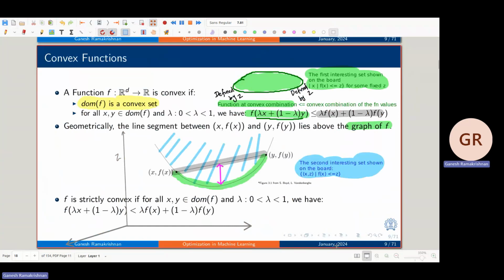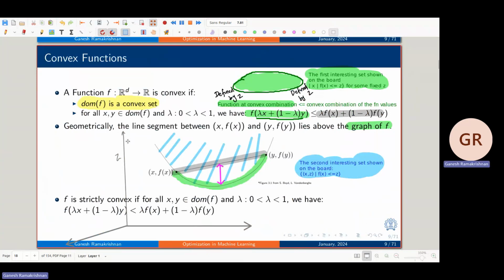Just again re-emphasizing, the domain of f must be a convex set, right? The domain of f is required to be convex because the function at all convex combinations is required. Otherwise, you can't even talk about convexity there.